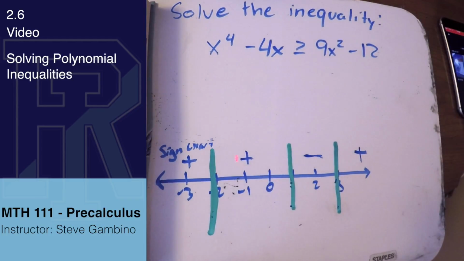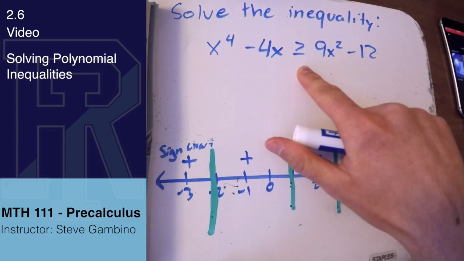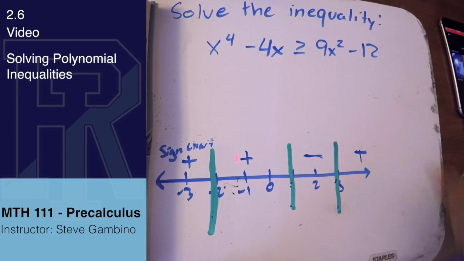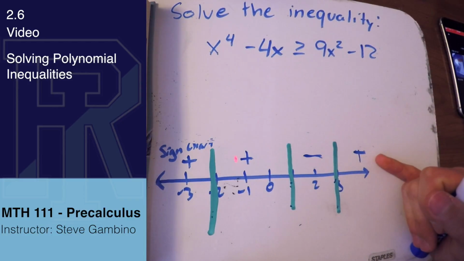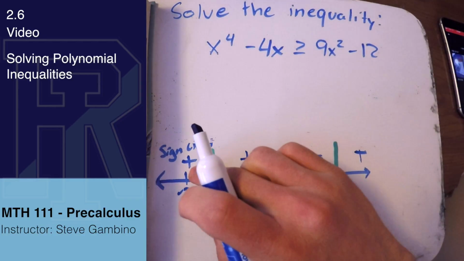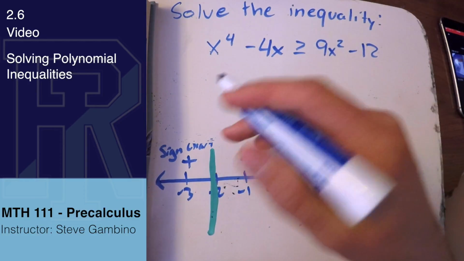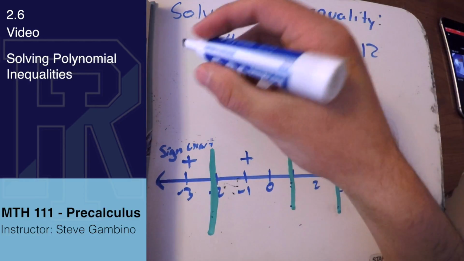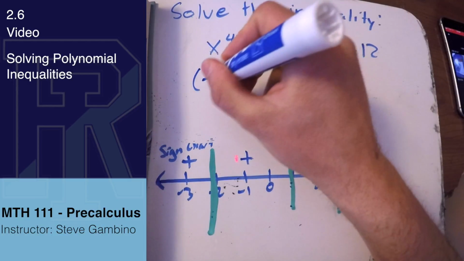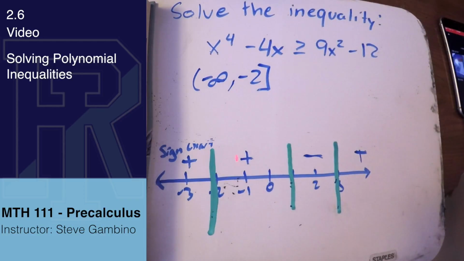So if we want to determine when our polynomial is greater than or equal to 0, or in other words, when x to the fourth minus 4x is greater than 9x squared minus 12, all we have to do now is look at this sign chart. So it's positive here, that's greater than or equal to 0, or equal with the root, that is, but greater than 0 here, so that is the interval negative infinity to negative 2, and inclusive, since we have the less than or equal to, it is equal to at negative 2.